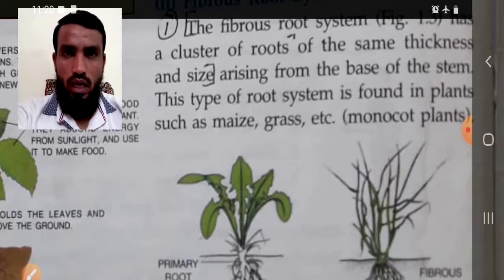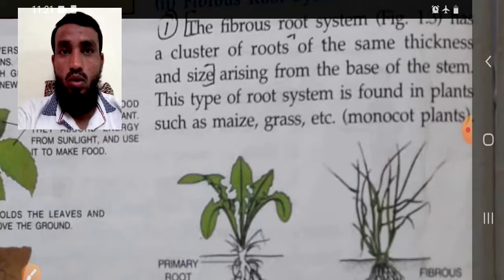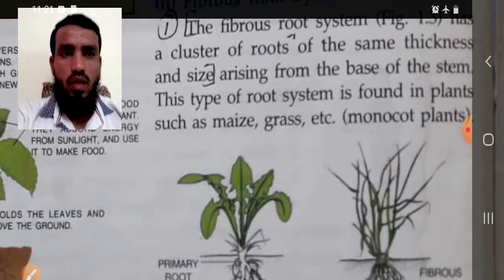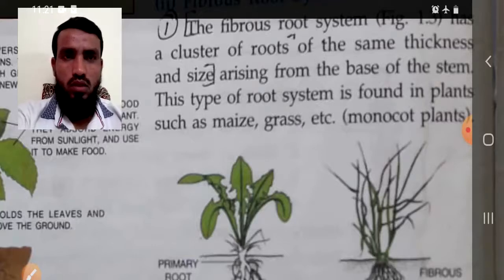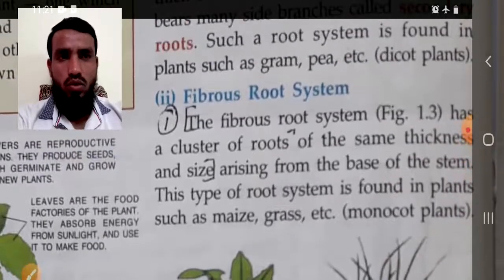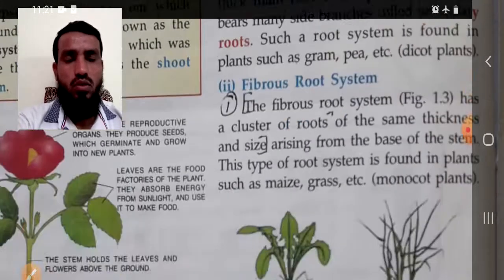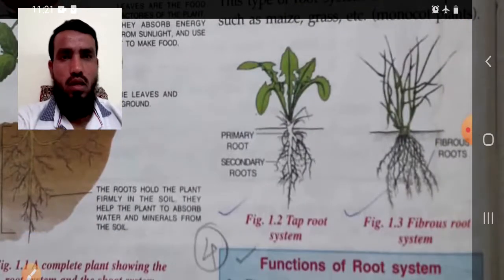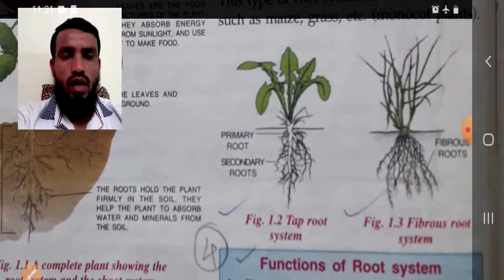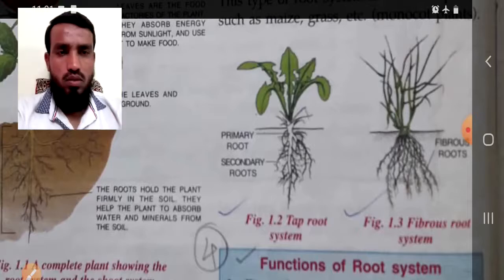And again, mono means one, mono means single. So what is meant by monocot plants? The plants whose seeds cannot be divided into two parts, the seeds having only one cotyledon, are called monocotyledons. So the plants with monocot seeds must have a fibrous root system. So these are the two basic types of root system, the tap root system and the fibrous root system. I request all the students to please draw the diagram of both systems, the tap root system as well as the fibrous root system.